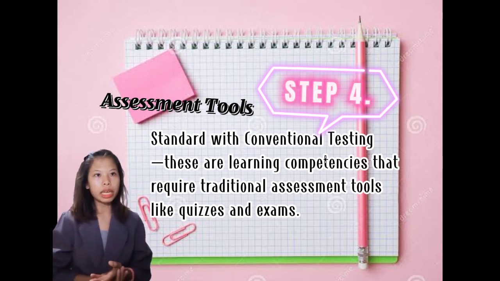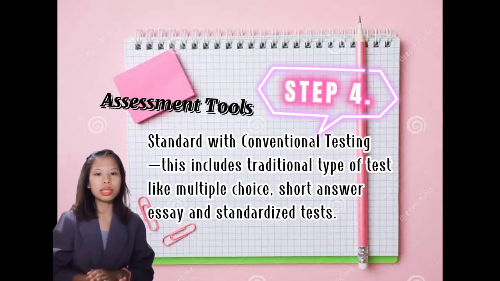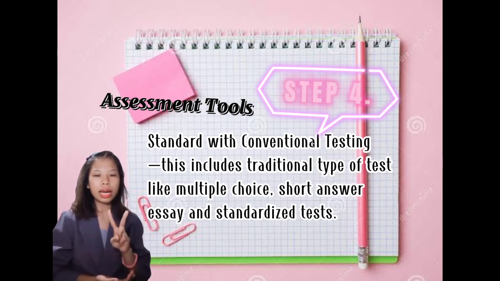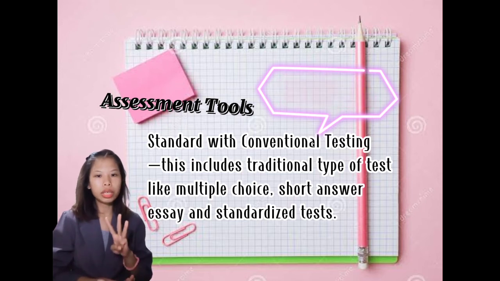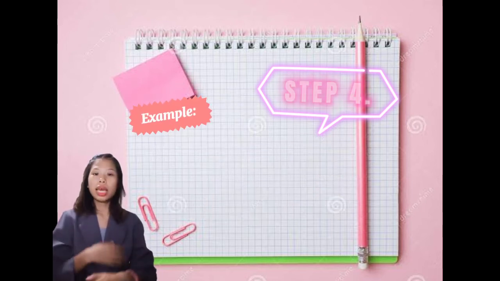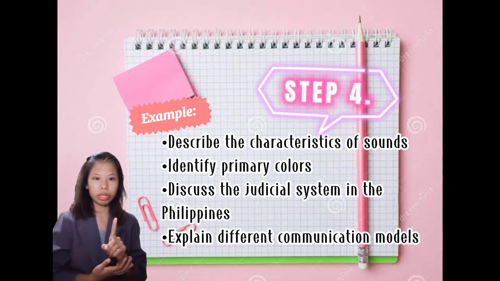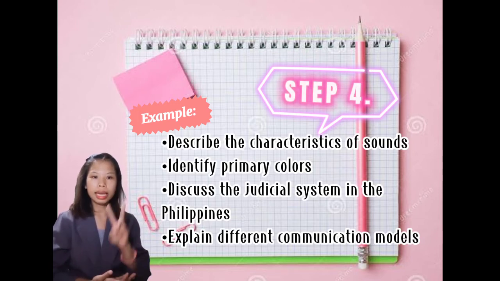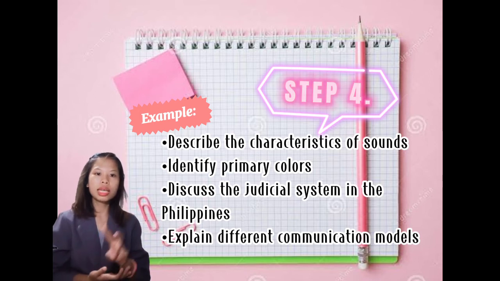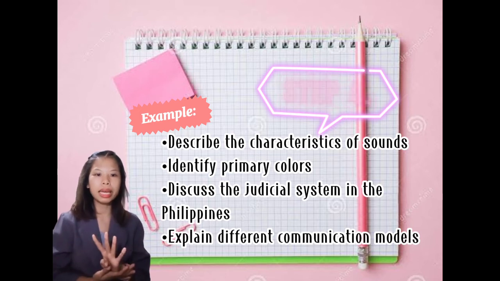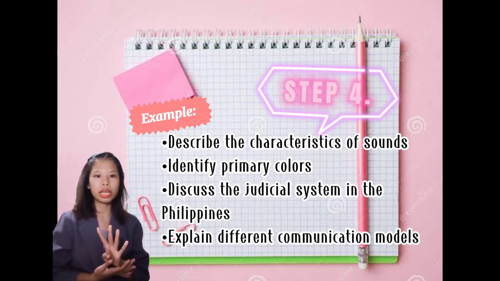So this is more like a traditional assessment tool which evaluate what skills students can perform. This will determine if the students mastered the content. So this includes traditional type of tests like multiple choice, short answer essays, and standardized tests. Examples of SCT or the Standard with Conventional Testing is describe the characteristics of sounds, identify the primary colors, discuss the judicial system in the Philippines, and explain different communication models.